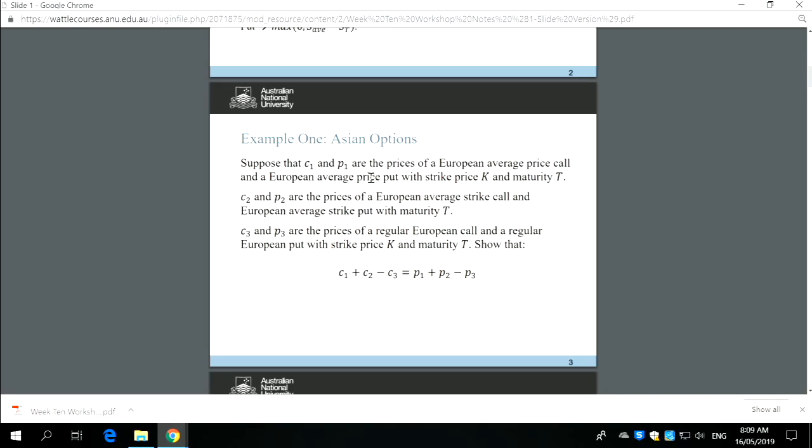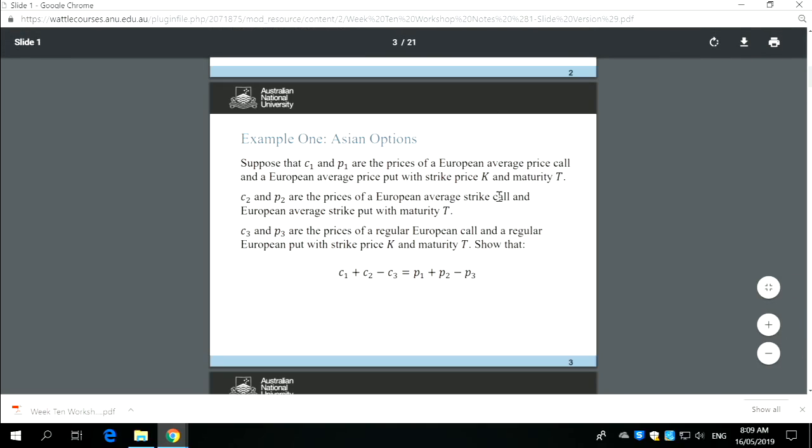C3 and P3 are the prices of a regular European call and a regular European put with strike price K and maturity time T. And the question asks us to establish this relationship. So what kind of relationship? C1 plus C2 minus C3 equals P1 plus P2 minus P3.